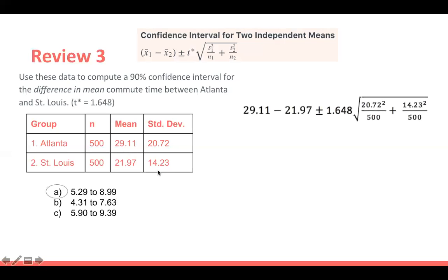So we calculate this by taking our x bar 1, which is 29.11. It's our group 1 mean here. Then we subtract 21.97 because that's the second group mean. Then we add and subtract our t-star, which is 1.648, multiplied by our standard error. For the standard error, we have a big square root around the entire thing, and on the inside is 20.72 squared. That is our first standard deviation. Then our second group standard deviation is 14.23, in the next part over. And then we divide each of those by the sample size for each group, which is 500.